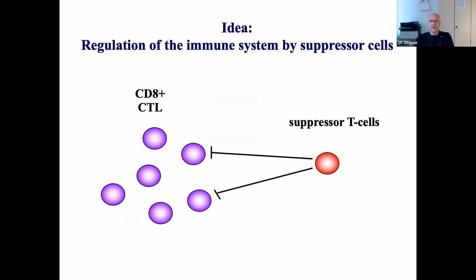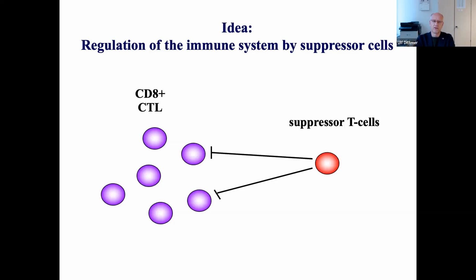So what's the basic idea? Why do we think that we need something like suppressing T cells? The immune system is tightly regulated because, as you know, if you have an overshooting immune activity, you develop autoimmune diseases. So it's very important to control every step of the immune system. Otherwise, it can be really harmful for the own organism.